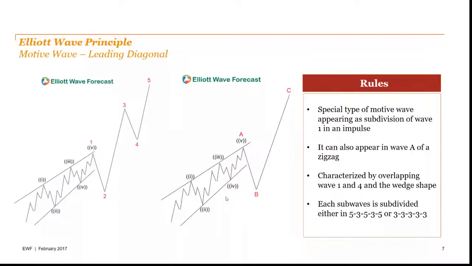So it's a special type of motive wave. It looks like a wedge and is characterized by overlapping of waves 1 and 4. Each sub-wave can be subdivided into 5-3-5-3-5 or 3-3-3-3-3. In other words, this wave 1 can even subdivide into 3 waves. So instead of 5-3-5-3-5, it can be 3-3-3-3-3, and you can still label it as 1, 2, 3, 4, 5.